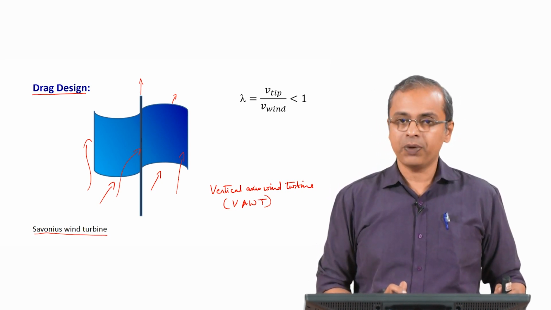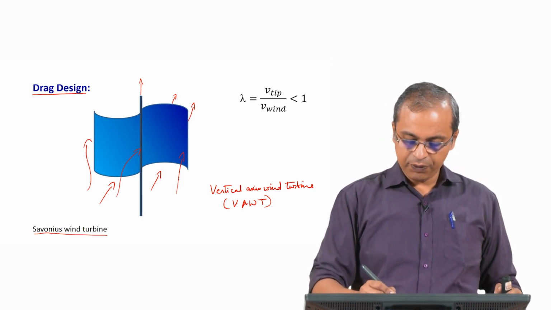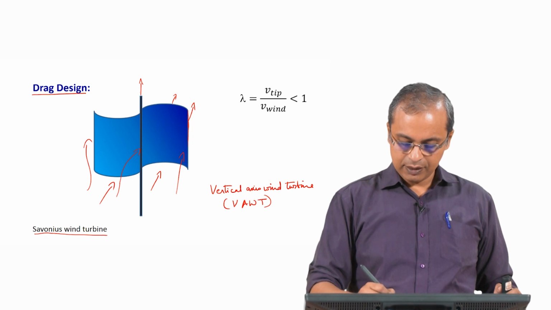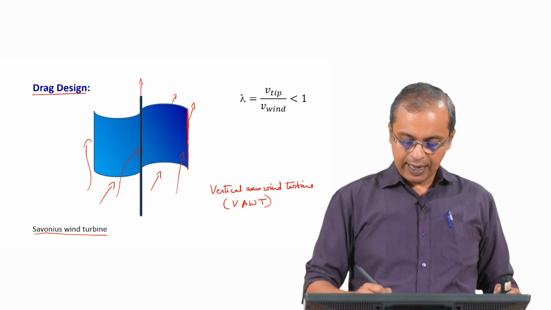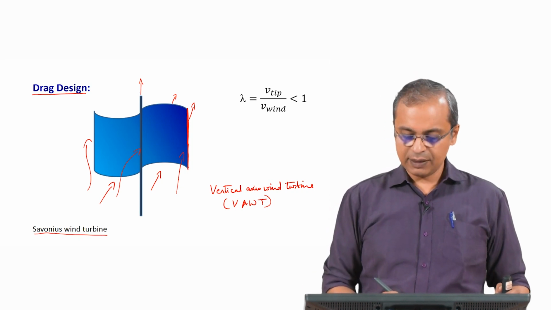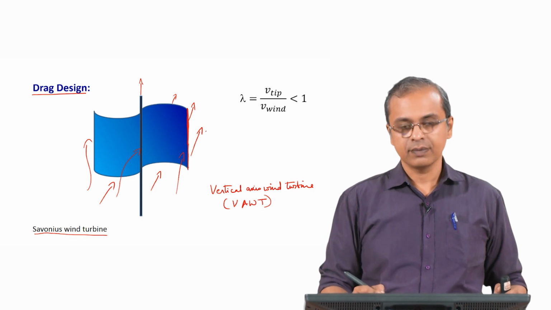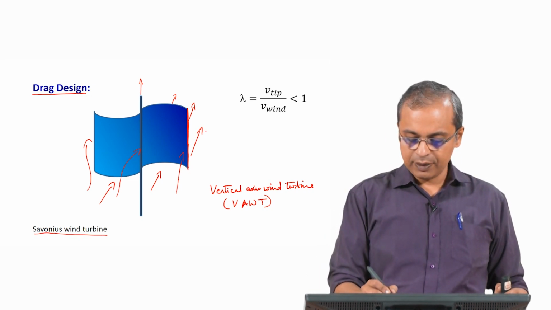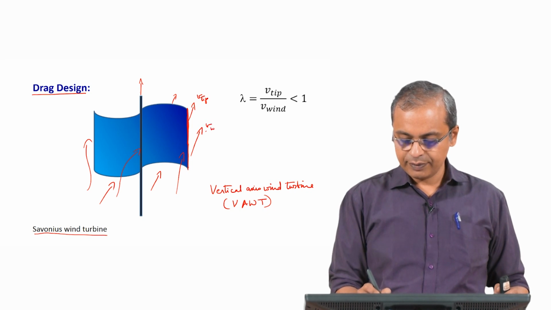Now, the important point you have to remember here is that the tip of this wind turbine, as it starts moving, when it is getting its maximum thrust, is moving in the exact same direction as the wind. Okay, so, the tip, this is V tip and this is V wind.